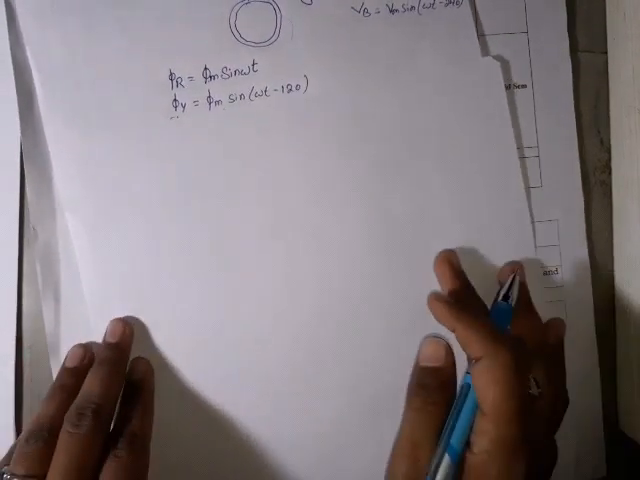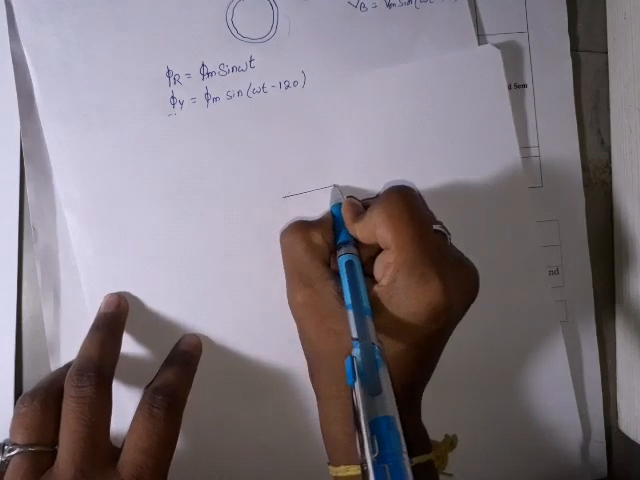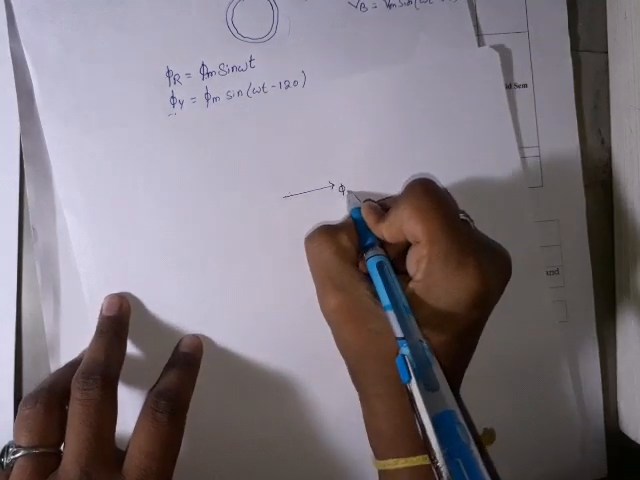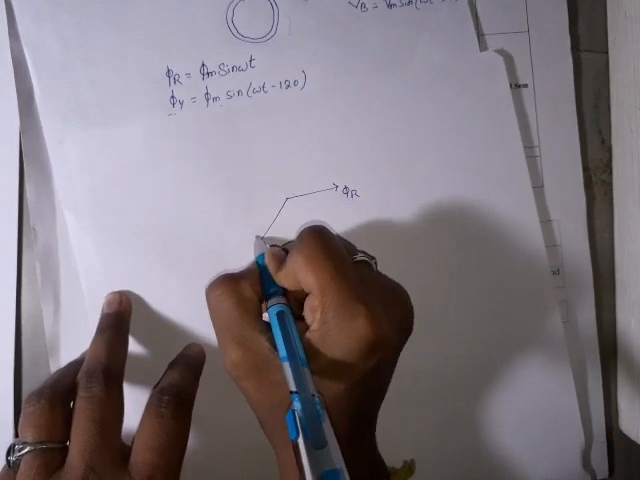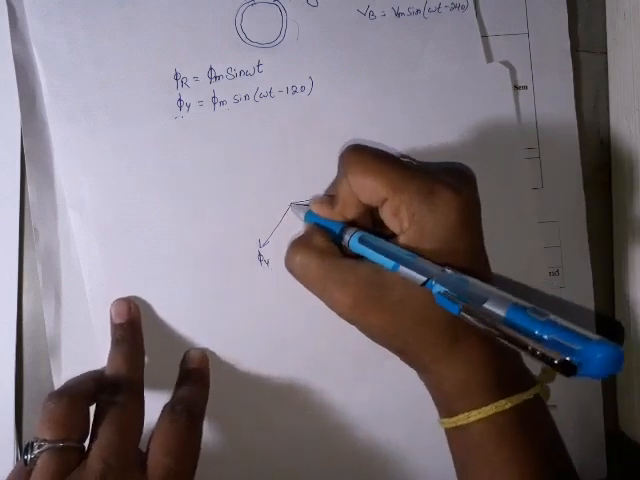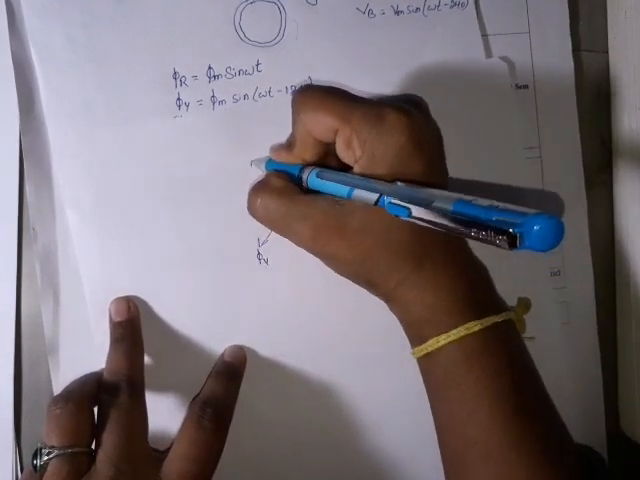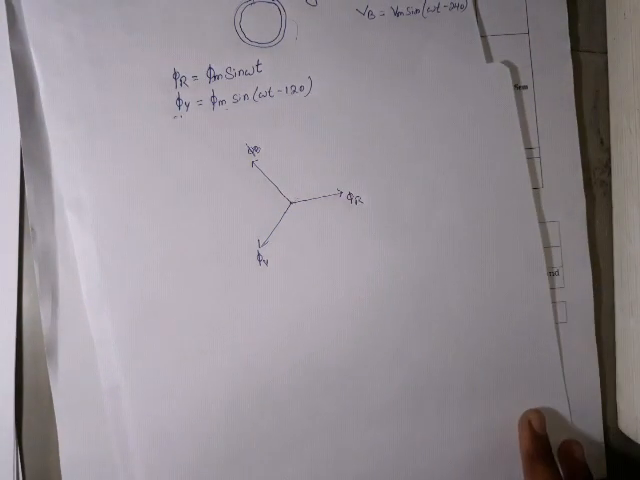We'll write the vector diagram taking phi r as a reference. So here I have phi r. From phi r to phi y, the angle is 120 degrees. So this is phi y. So this is phi b. This is the vector diagram.